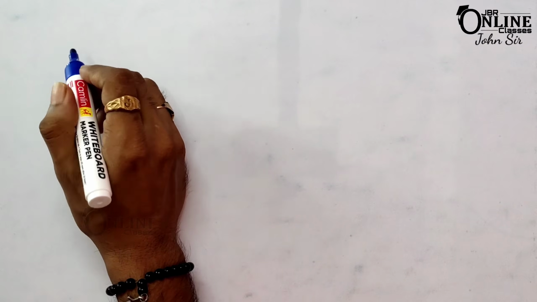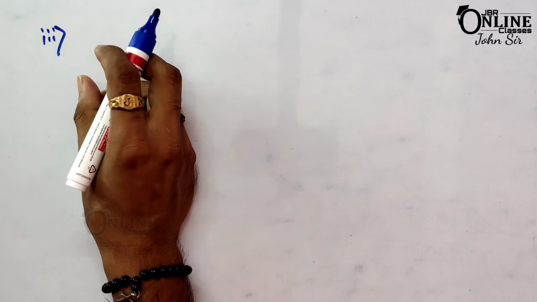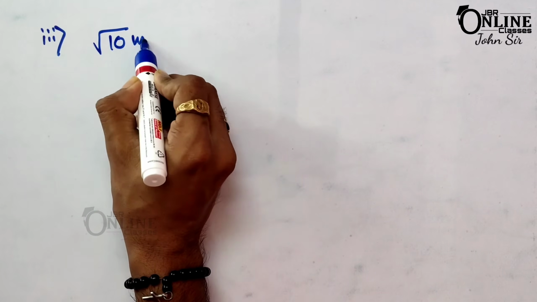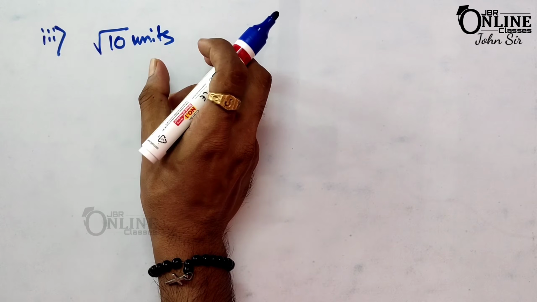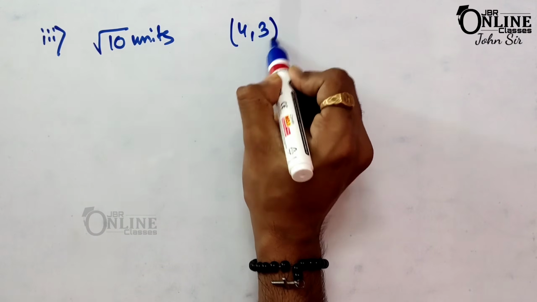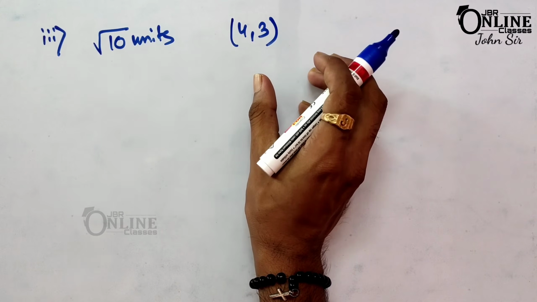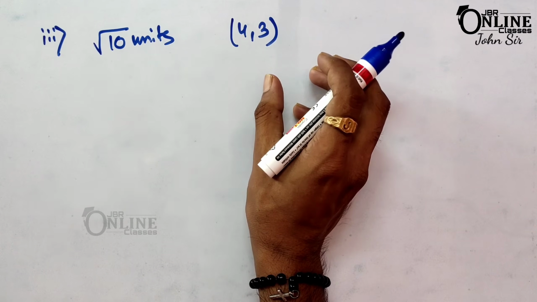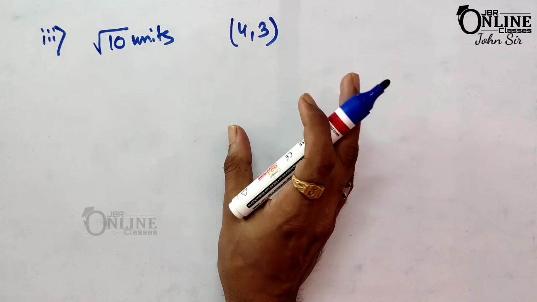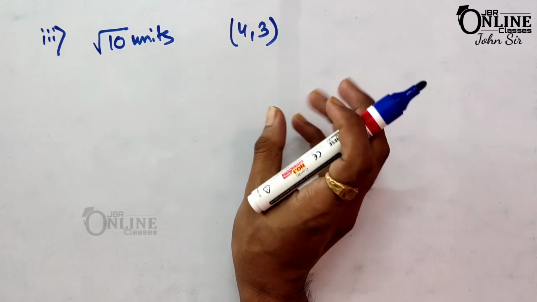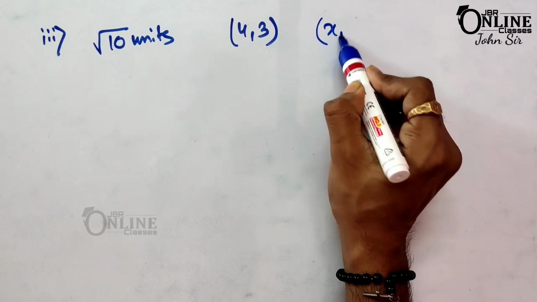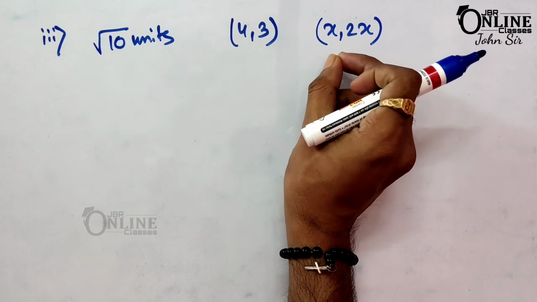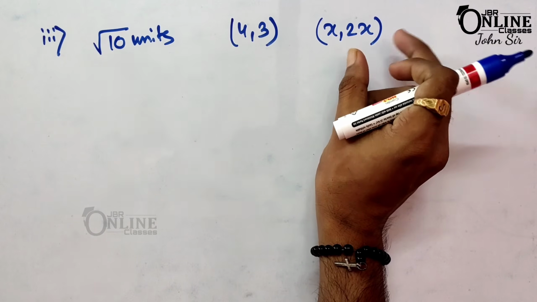Sum number 4(3). In sum number 4(3), find the point or points which are at a distance of root 10 units from the point (4, 3), given that the ordinate of the point is twice the abscissa. So suppose the abscissa equals x and the ordinate equals 2x. Then the point will be (x, 2x). Okay. First let the abscissa of the point be x and the ordinate of the point be 2x, as twice.